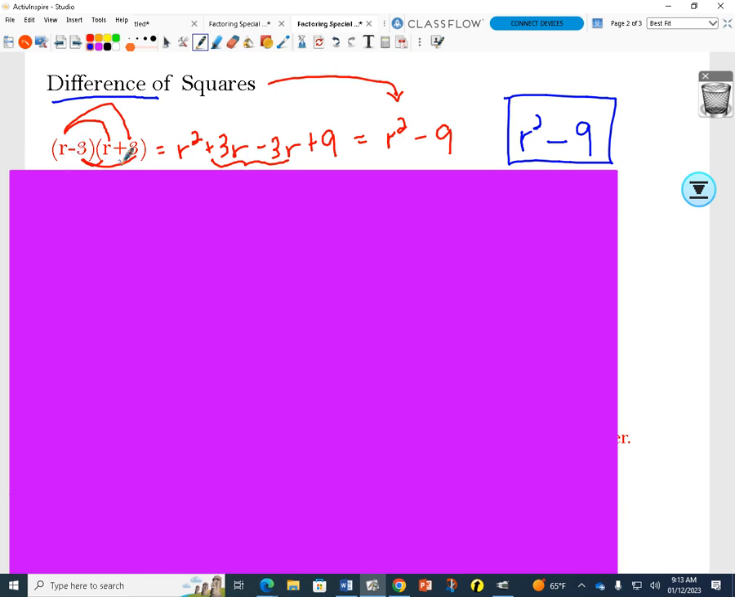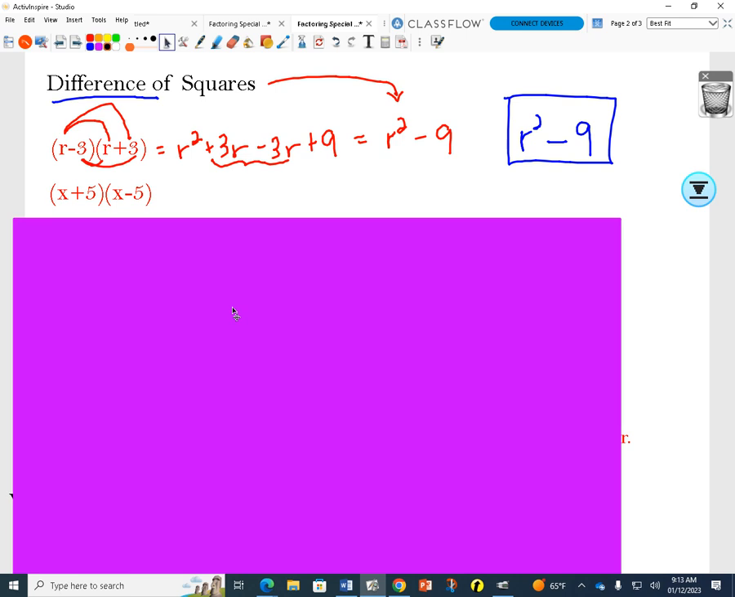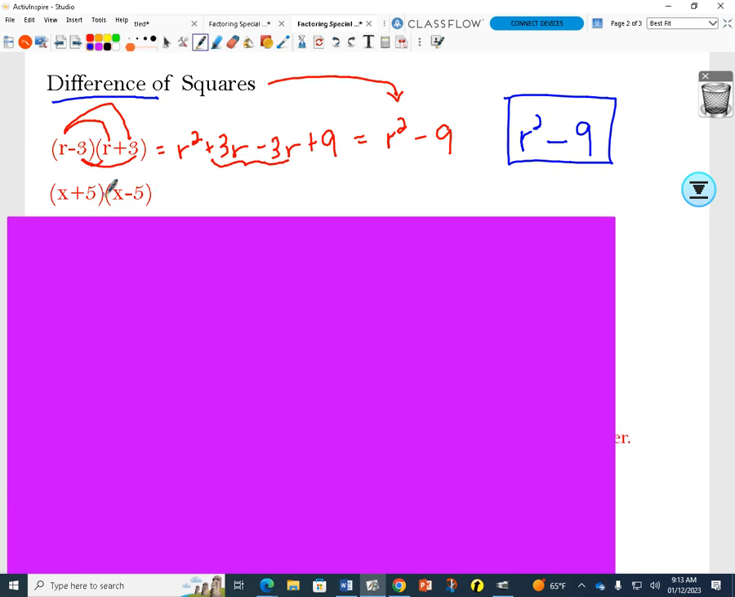So we're going to use our shortcut here. Two identical binomial factors, except one is addition and one is subtraction. Can anybody use a shortcut and tell me what the product would be? Is that you, Clarence? What'd you say? That's it, exactly.